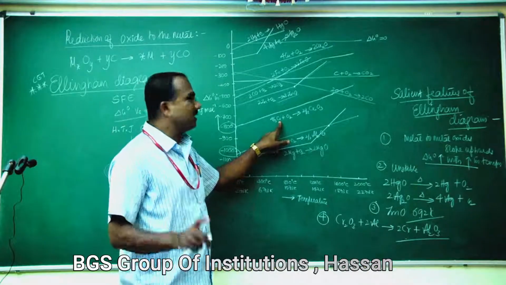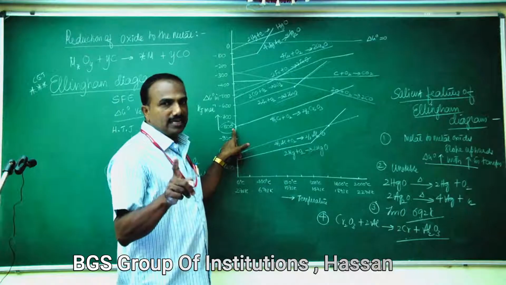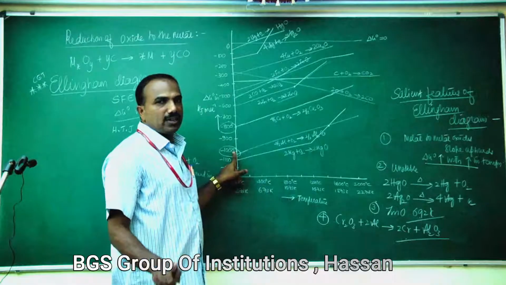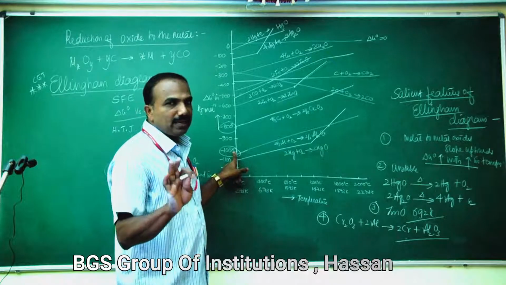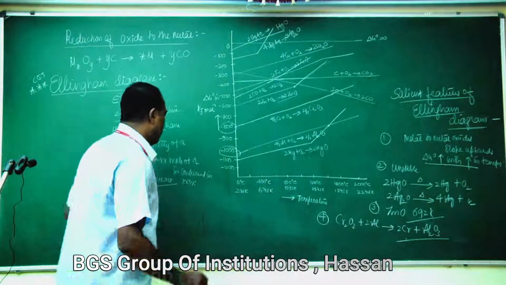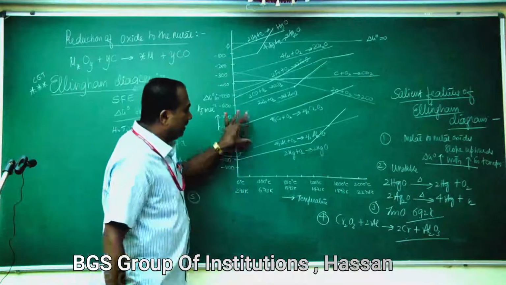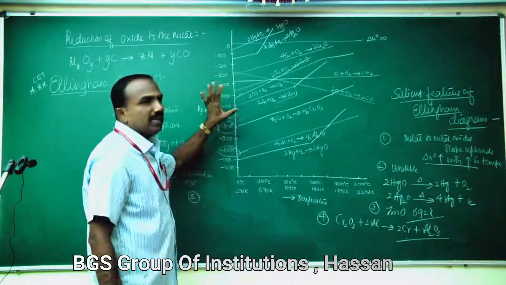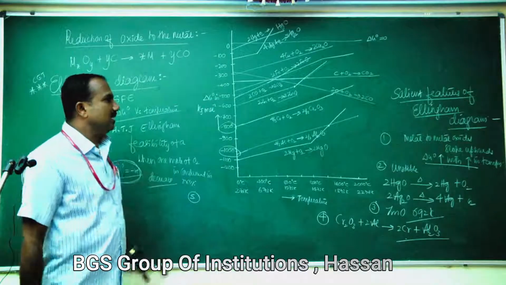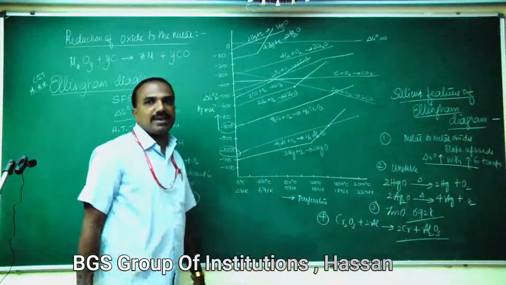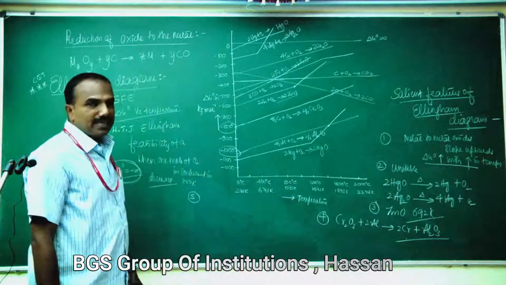Any metal oxide which is having higher delta G naught is less stable than any other metal oxide having lower delta G naught. Lower delta G naught metal oxide is more stable. Okay. Next one. More the gap between the two lines, more is the stability of the reducing agent.